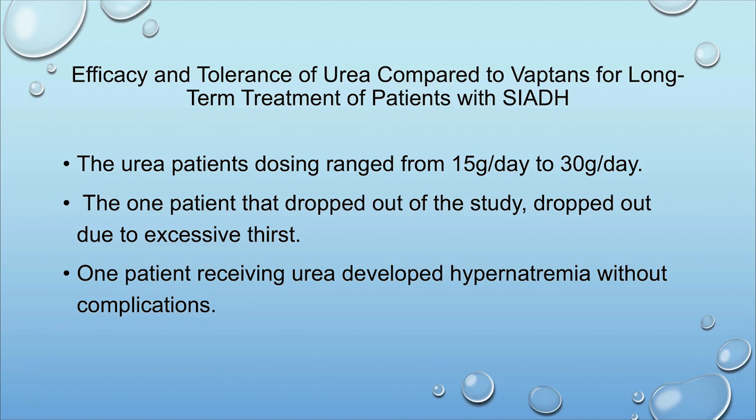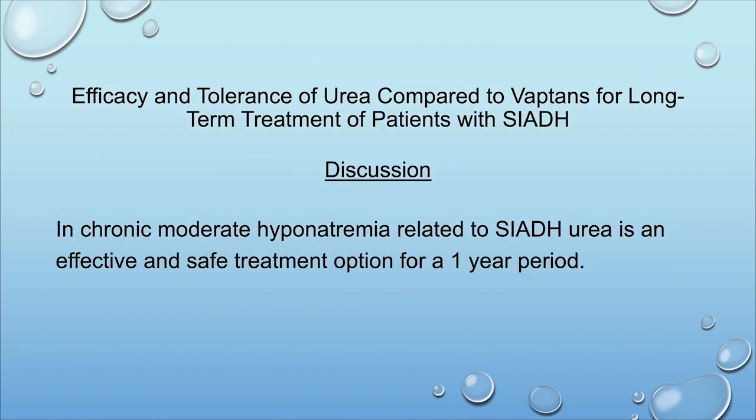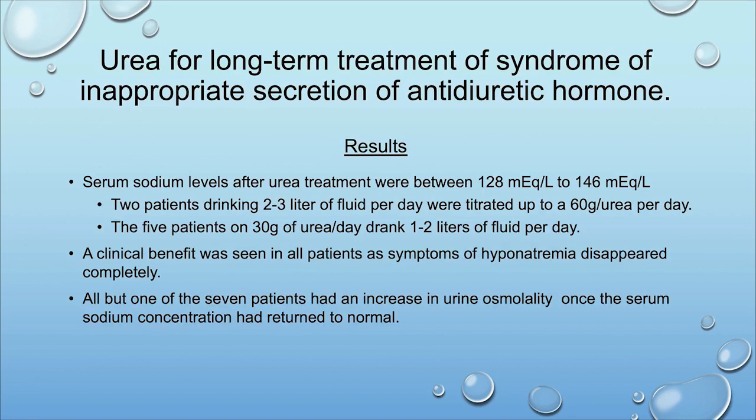The urea patient's dosing ranged from 15 grams a day to 30 grams a day. One patient dropped out of the study due to excessive thirst. One patient who received urea developed hyponatremia without complications. In chronic moderate hyponatremia related to SIADH, urea is therefore effective and a safe treatment option for up to 1 year. Serum sodium levels after urea treatment were between 128 to 146 milliequivalents per liter.